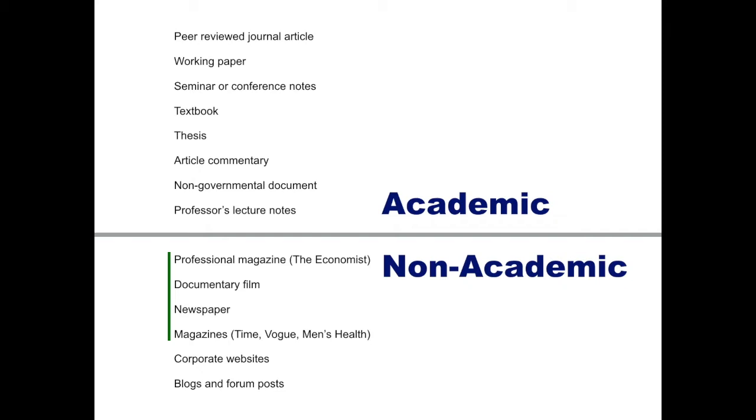And then we can move to the non-academic group. Professional magazines like The Economist or Canadian Business. These are written by non-academics, and they're not always the best source of information. Similarly, documentary films, newspapers, and magazines. In many cases, the amount of research that is done is reasonable. However, it cannot be fully trusted.